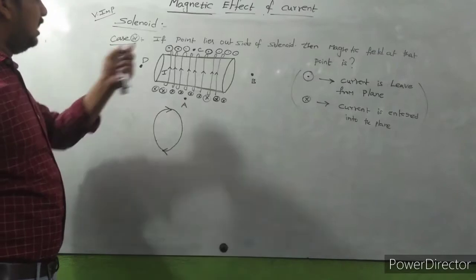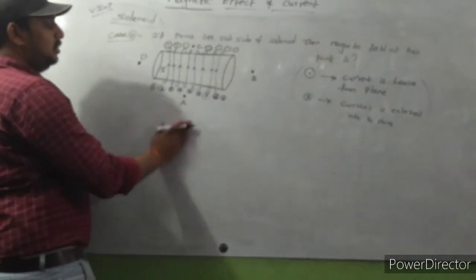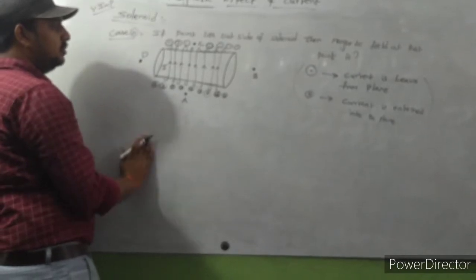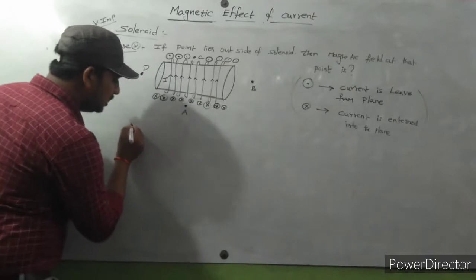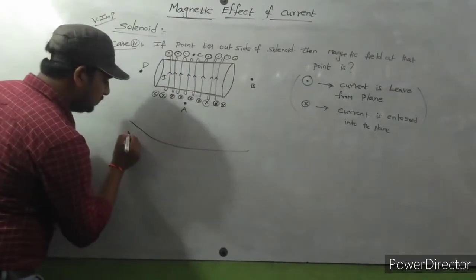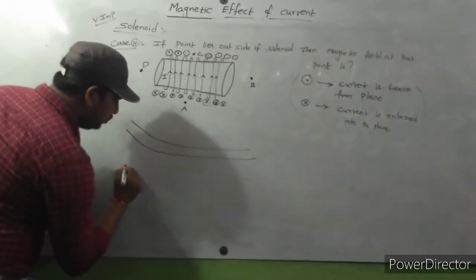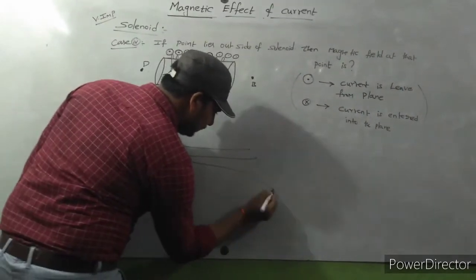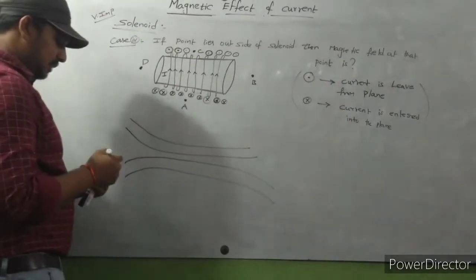So that means whenever magnetic field lines are present, observe carefully, according to this, how the magnetic field lines are forming here, because of this. So here observe carefully.